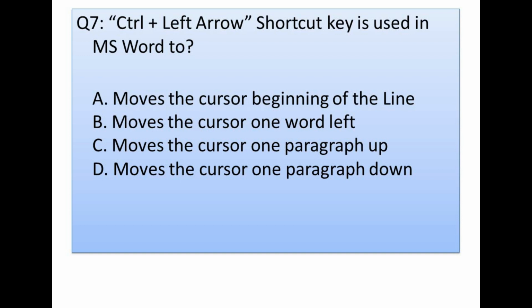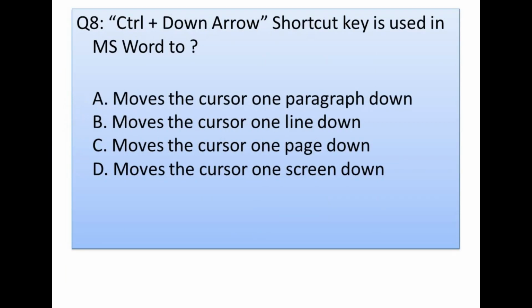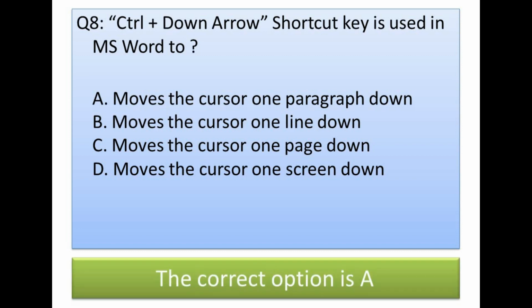Ctrl plus left arrow shortcut key is used in MS Word to move the cursor beginning of the line, move the cursor one word left, move the cursor one paragraph up, move the cursor one paragraph down. Correct option is B. Ctrl plus down arrow shortcut key is used in MS Word to move the cursor one paragraph down, move the cursor one line down, move the cursor one page down, move the cursor one screen down. So correct option is A.